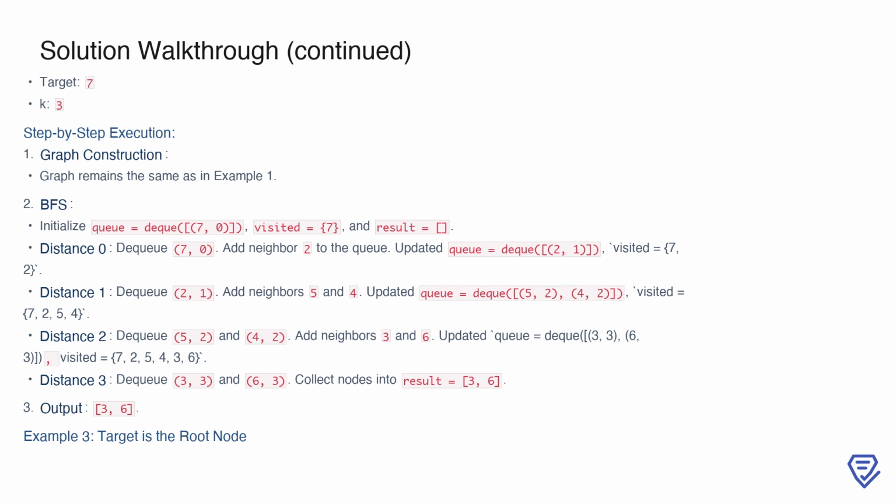At distance 2, we process nodes 5 and 4, adding their neighbors 3 and 6 to the queue. The queue becomes [3, 3, 6, 3], and the visited set updates to {7, 2, 5, 4, 3, 6}. Finally, at distance 3, we process nodes 3 and 6, collecting them into the result list. The output for this example is [3, 6].